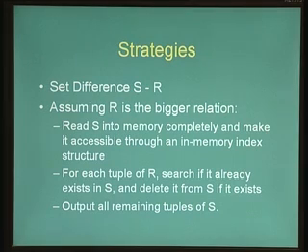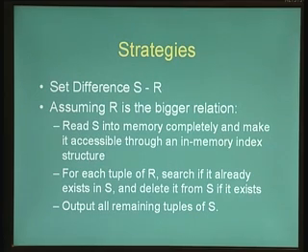Now for each tuple of R, what should we do? We are computing S minus R, that is, S minus R is the set of all tuples in S that are not in R. So for each tuple of R, check to see if it already exists in S. And now what happens if it already exists in S? If it already exists in S, then these tuples should not be there in the final output.